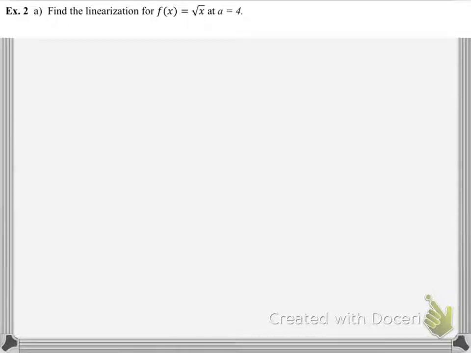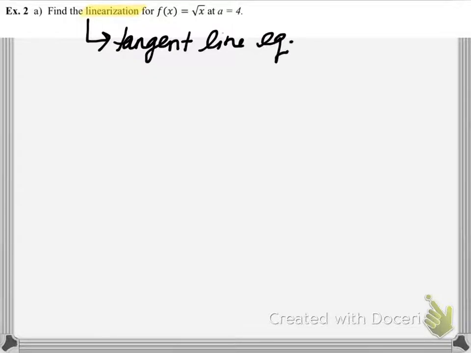In this example, we want to find the linearization for f of x is equal to the square root of x at a equals 4. So first off, remember that a linearization is just a fancy word for a tangent line equation. So whether you are reading from a textbook that calls it a linearization, or a linear approximation, or a tangent line equation, these all mean the same thing in this context.